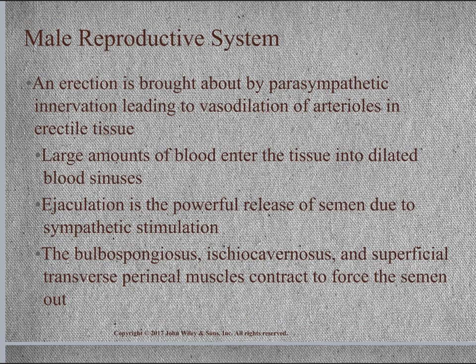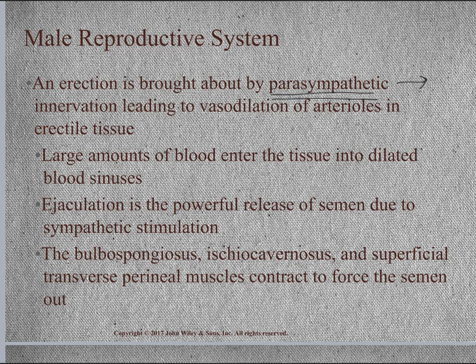So how do we get an erection? It is brought about by parasympathetic innervation, leading to vasodilation of arterioles in erectile tissue. Now notice I said parasympathetic. Now remember fight or flight. This is problematic for males. So why is it problematic? With fight or flight, we're diverting blood away from the parasympathetic system and putting it to our muscles to sustain fight or flight.